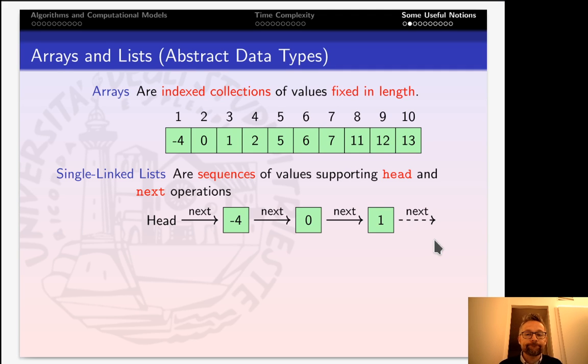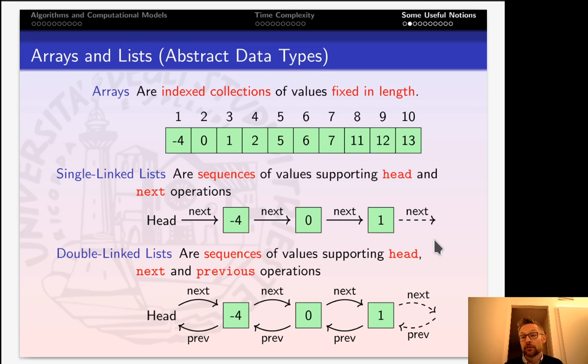Okay? So this is again a quite different kind of data structure. In this kind, for instance, you are allowed to increase the size of the data structure itself simply by adding elements at the end of the list, or in the middle if you are able to support it by a proper operation.